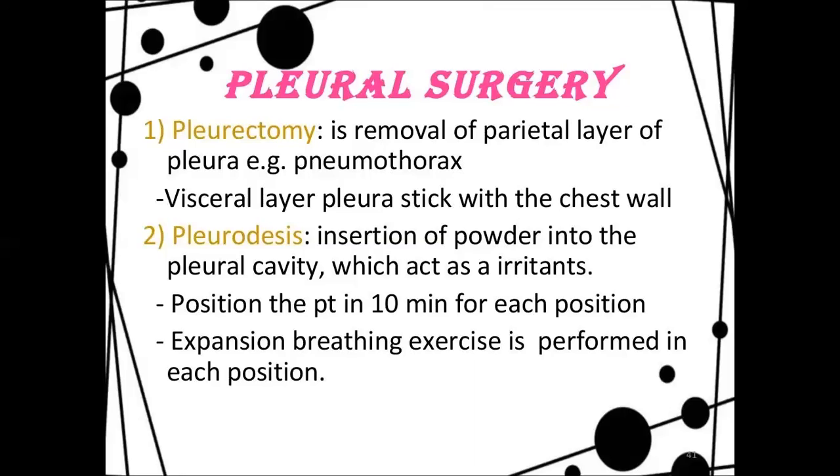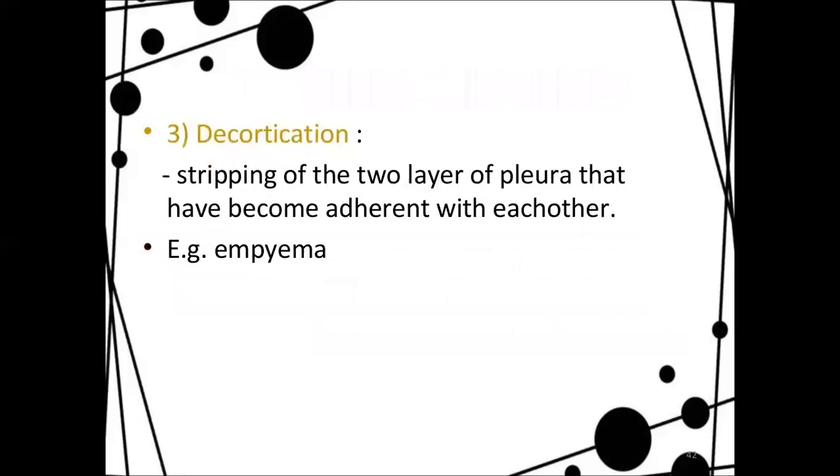Position the patient for 10 minutes in each position. Expansion breathing exercise is performed in each position. Decortication, stripping of the two layers of pleura that have become adherent with each other. Example, empyema.